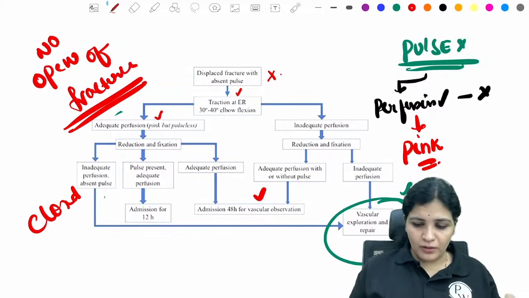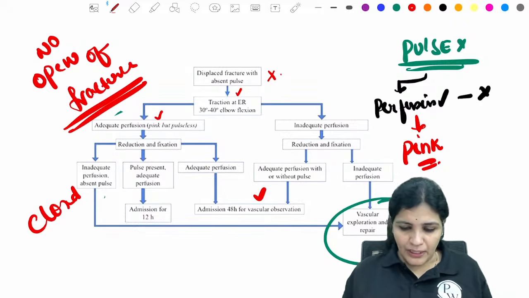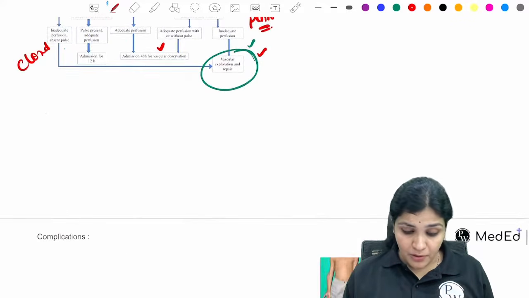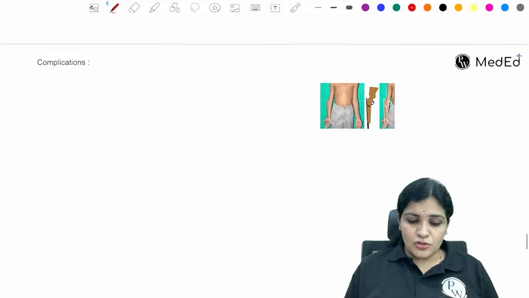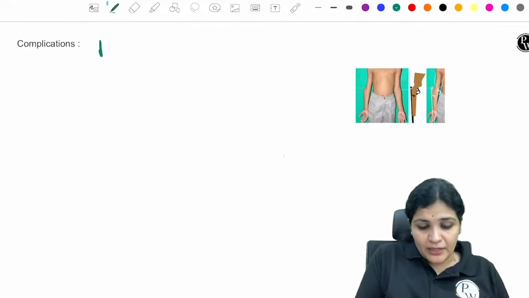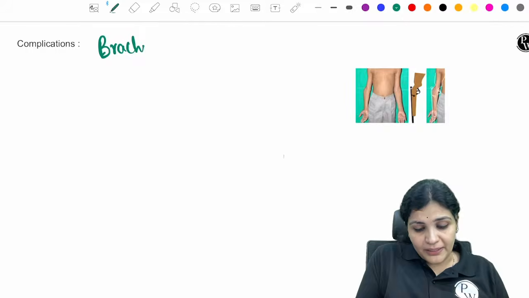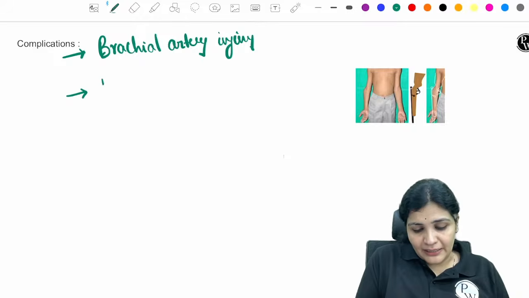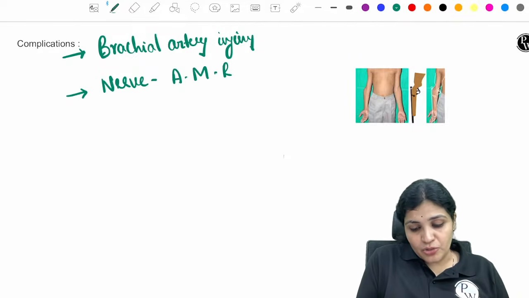So for that, you can draw this beautiful diagram and then you can score good marks in the exam. Now, what is most important here? The complications. The first one, I told you, is the early complication, that is the brachial artery injury. So the vessel gets injured. That is the early complication. Then the nerve can get damaged. Again, AMRU, which you remember, right?